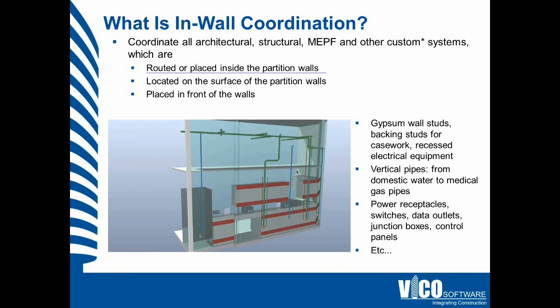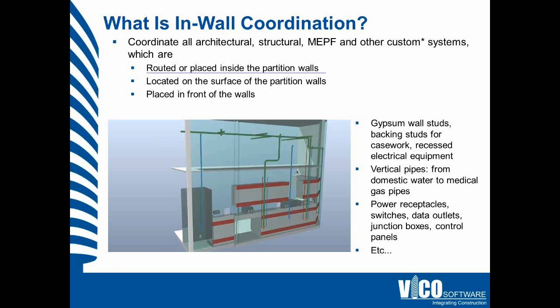But we obviously also have some piping routed in the partition walls. In normal or standard cases, in standard building types, it is most likely domestic water based or mechanical piping. But in case of a hospital or in case of a medical building, you would also find medical piping, medical gases, and all the different kinds of systems.